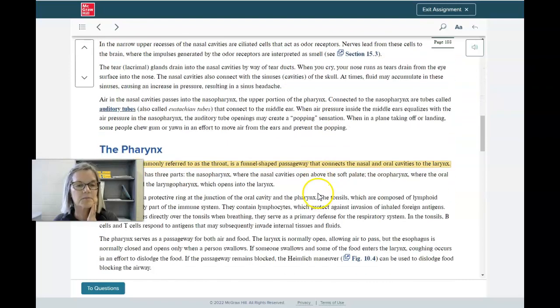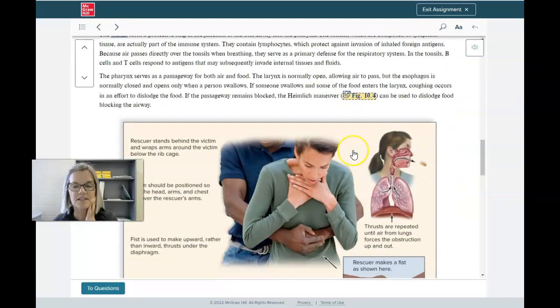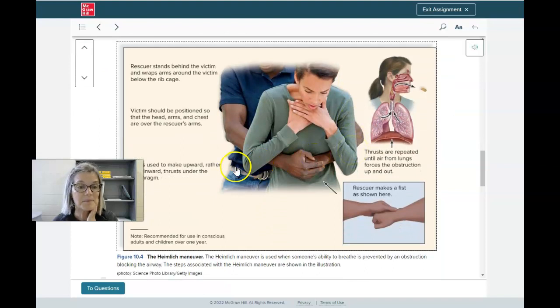Let's see, it talks a little bit about the nose. I think I did the pharynx. Here's a review of the Heimlich maneuver. That's always good to get a little review of that. You're going to push up on the diaphragm to force a trapped object out of the trachea. So pushing up is critical for that.